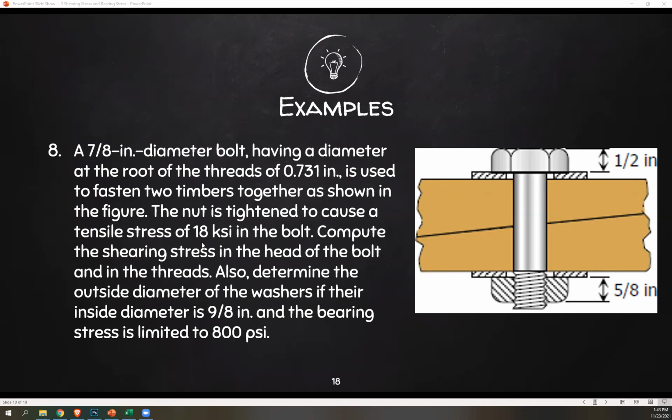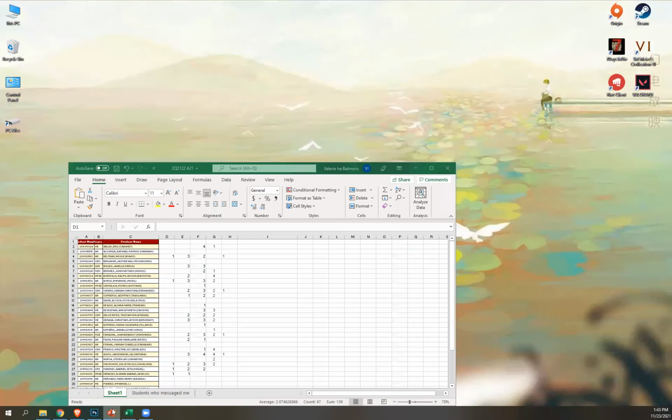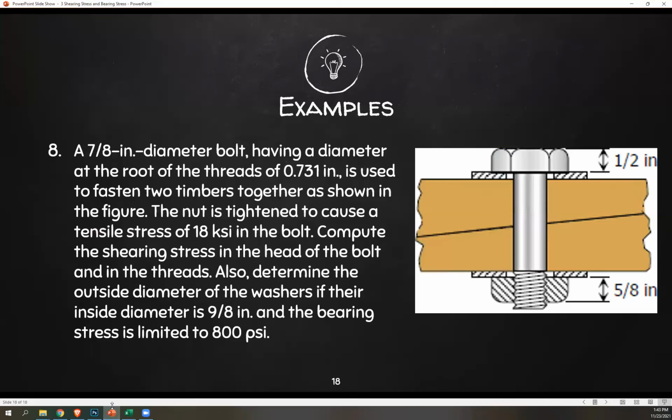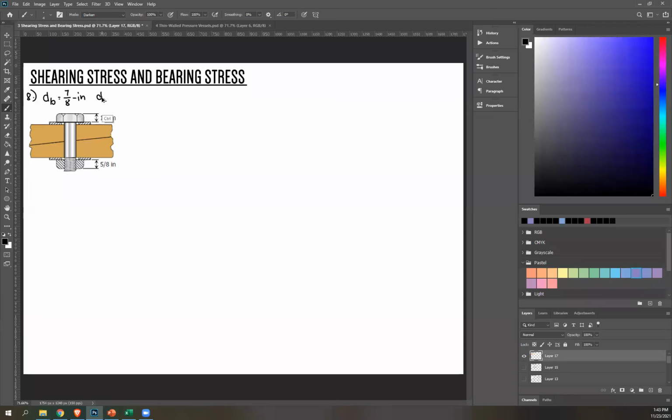Okay, so let's write the given. 7/8 inch diameter bolt, I'll call that D sub B, 7/8 of an inch. And then we're also given threads 0.731 and then tensile stress 18 psi. So on the thread, I'll write that as D sub T for diameter of thread, 0.731 inch, and then tensile stress, so that's sigma, right? Tensile is the same as axial stress. So sigma is 18 psi.